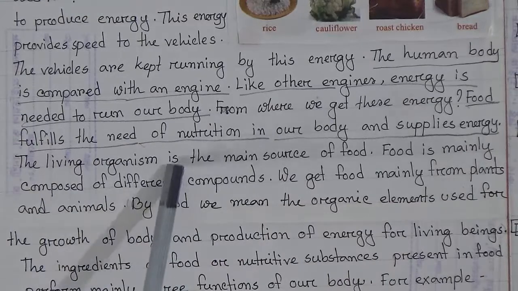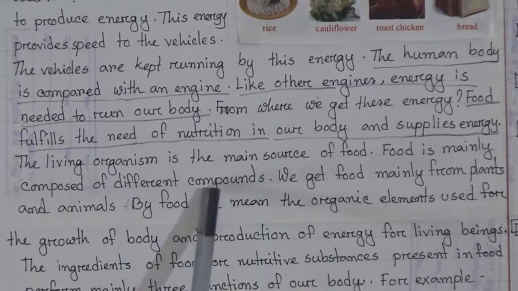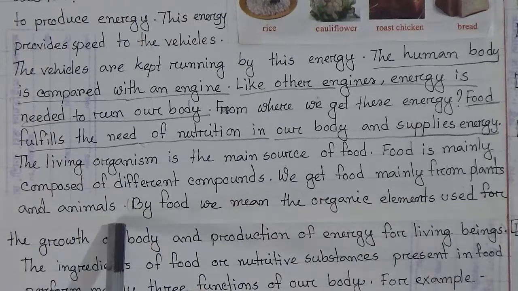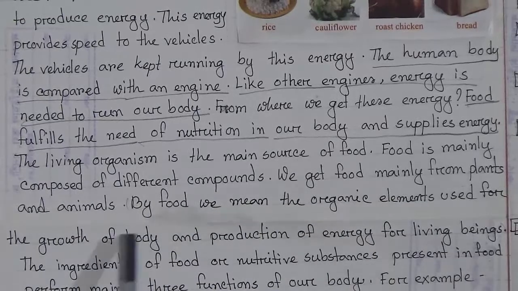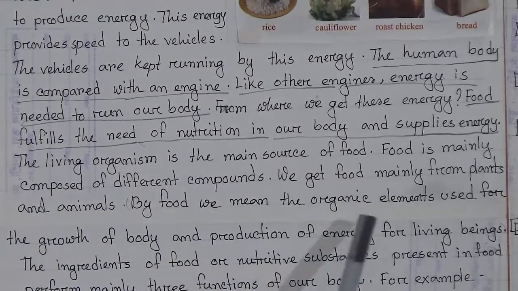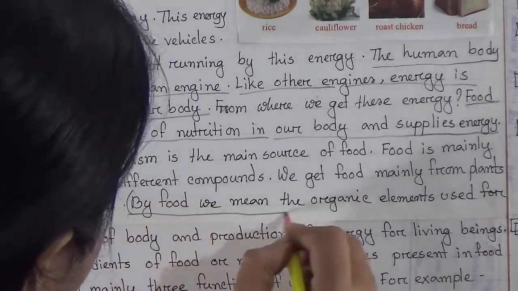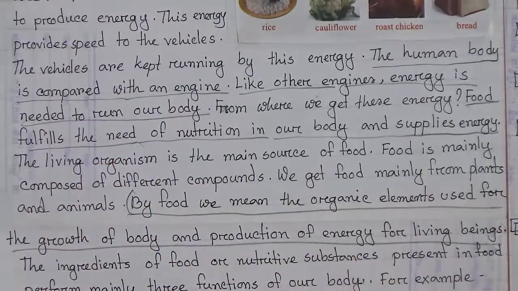The living organism is the main source of food. Food is mainly composed of different compounds. We get food mainly from plants and animals. By food, we mean the organic elements used for the growth of the body and production of energy for living beings. Dear students, you can give the upper definition of food and you can give this definition also. This is another definition of food. You can give this definition also as the answer to what is food.